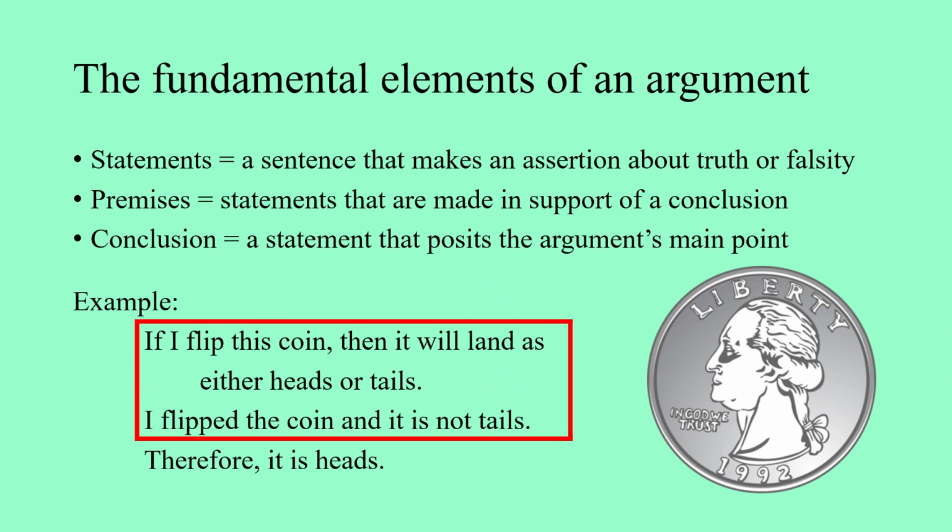So we have these two premises. I read the first one and then for some reason went on a tangent and did not mention the second one, which is: I flipped the coin and it is not tails. So those are our two premises, and then we have our conclusion here. Those are the basic components of an argument: we have statements, we have premises, and we've got a conclusion.